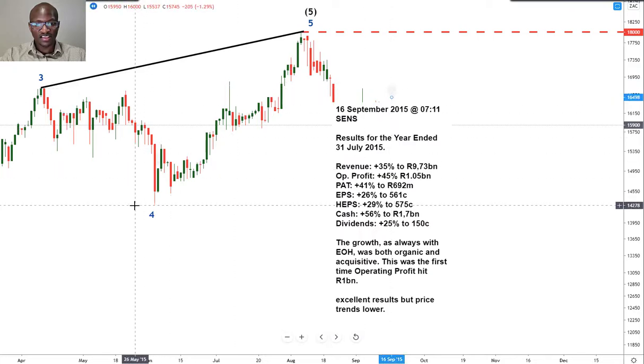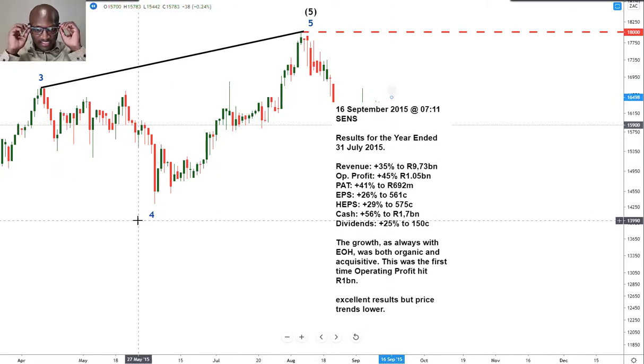on this day, 16th of September, the results for the year ended 31 July 2015, everything was still good at EOH. Revenues, profits, earnings, everything was up, dividends. And there was a news article later in the day which had the following comment: the growth, as always with EOH, was both organic and acquisitive. This was the first time operating profit had hit 1 billion. So again, excellent results, but price trends lower.